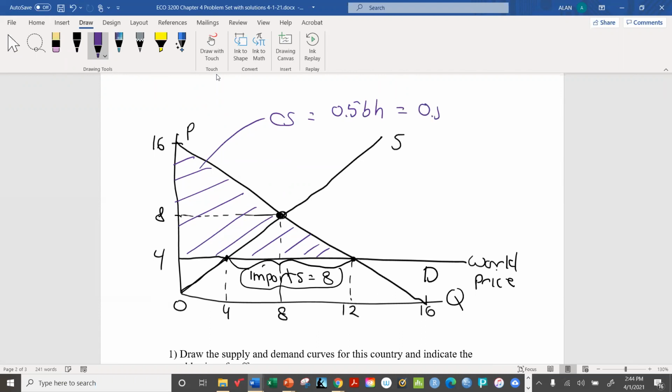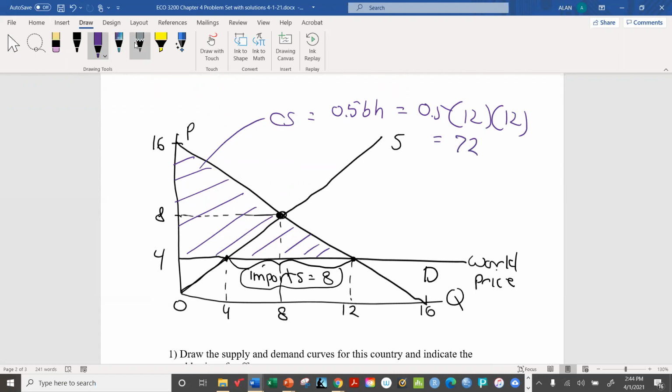So it's a half. The base is 12 because we're actually altogether consuming 12 million pounds of coffee, including the imports. And the height is everything from the world price of 4 up to the 16 up here, which is 12. So we end up with 72 for our consumer surplus.